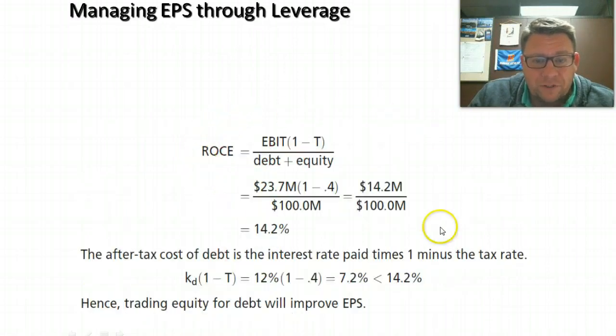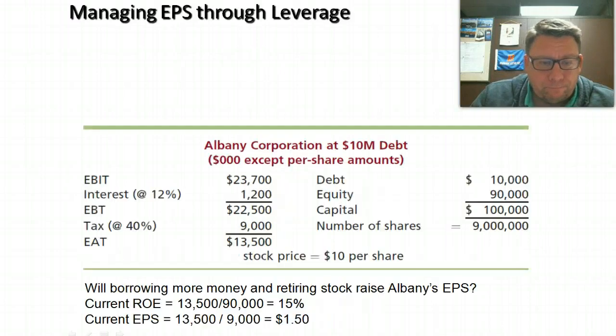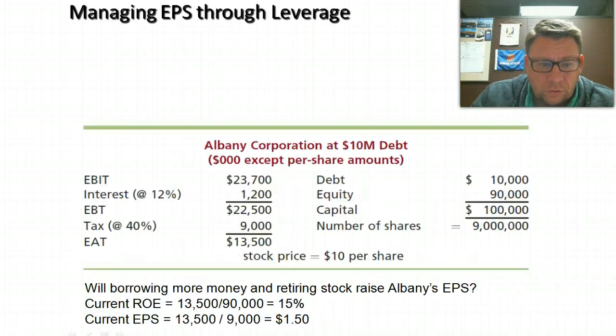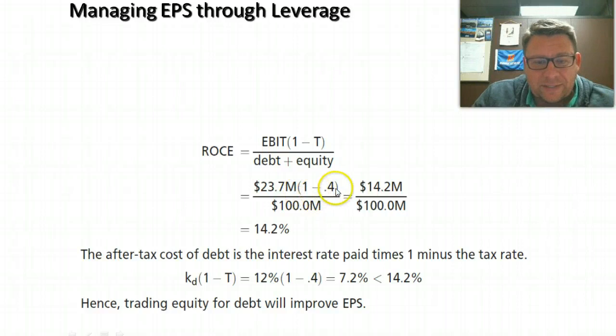So first of all, let's determine what our ROCE is. So EBIT. Okay, I'm sorry. Here we go. EBIT. It's kind of late when I'm recording this. All right, EBIT, 23,700. So 23,700 times 1 minus the tax rate divided by debt plus equity, which is the 100 million. So that gives us 14.2%.